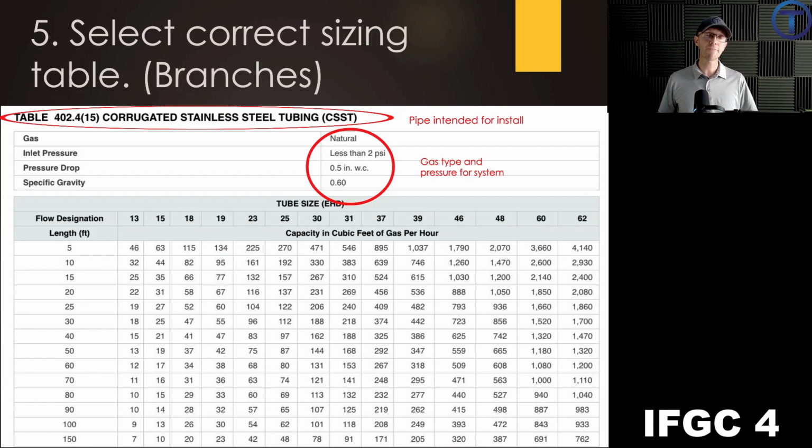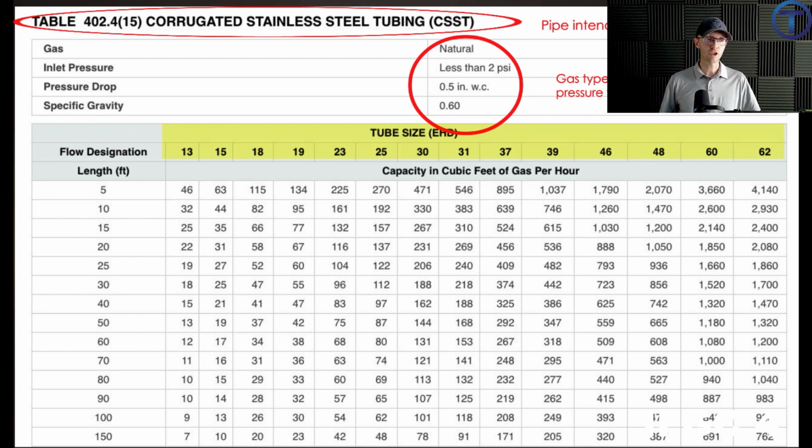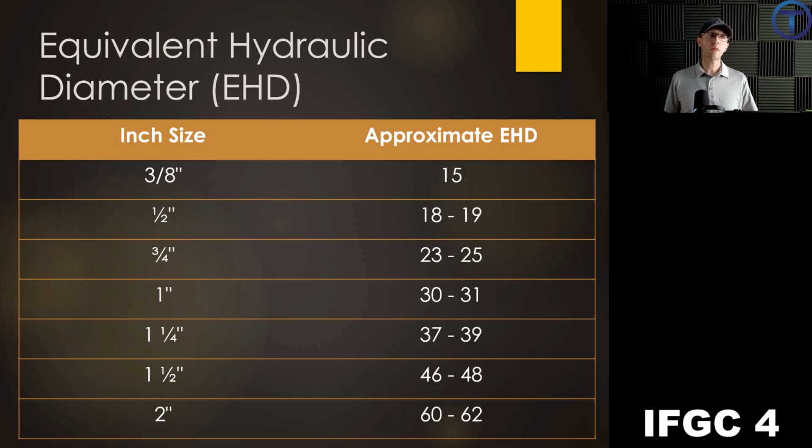For the CSST, we're going to flip a few pages till we find the corrugated stainless steel tubing tables. We're going to match the right pressures, including the type of gas and pressures. And this is table 402.4(15). This is the table we're going to be using. Now, I want you to look at this table and look at the sizes across the top. The tube sizes are not in inches. They have the EHD. Now, that might be very confusing to you. So let me explain. EHD stands for equivalent hydraulic diameter. This is the way that CSST tubing is sized, by the EHD.